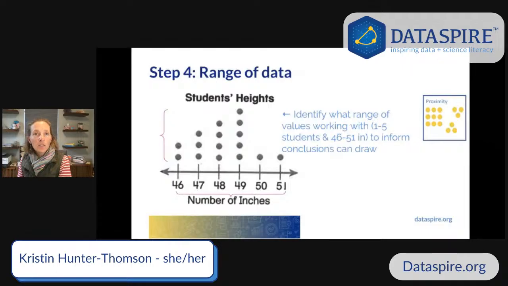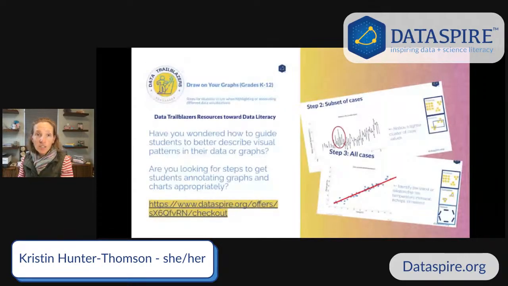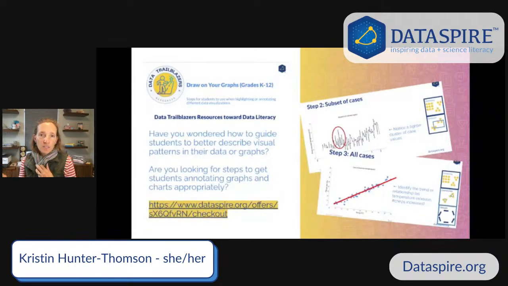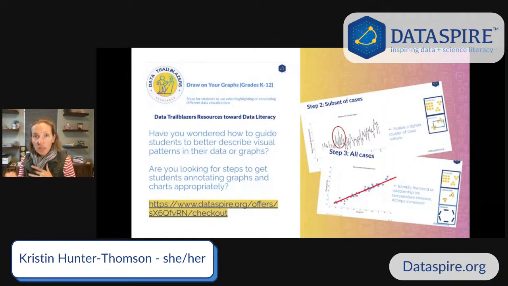So I really encourage you to take a look at this Draw on Your Graphs resource, where we break out what those different steps are for a variety of different data visualizations. What could that look like? What would we be drawing in?